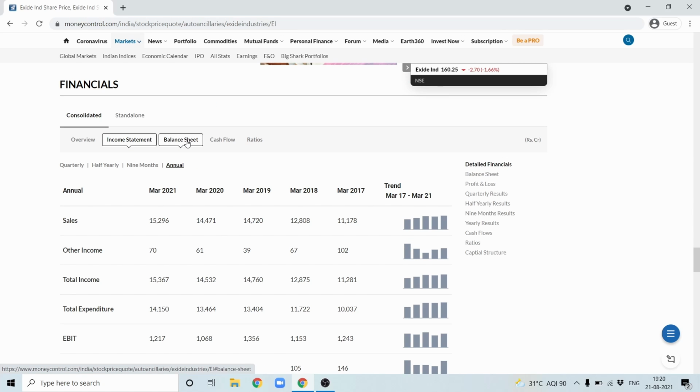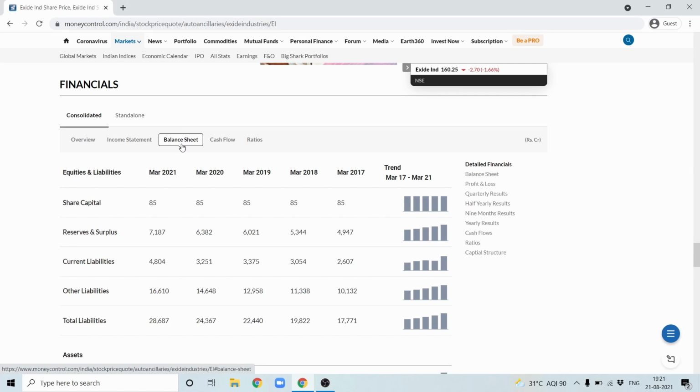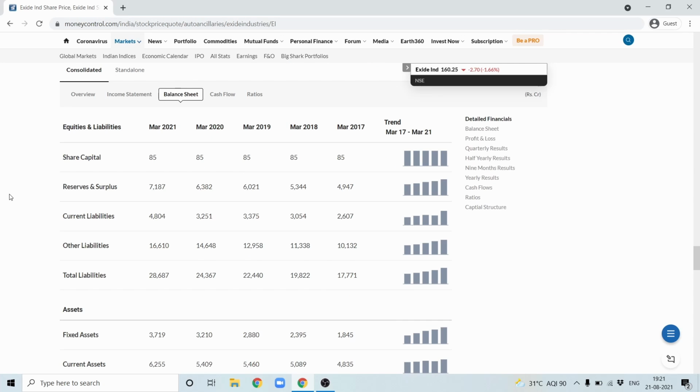So the next option is balance sheet. This is very important for a company's fundamental, or in other words this is a basic thing what you need to look into a fundamental in a company. Under balance sheet you will have to look into reserves and surplus and liabilities. What is reserves and surplus? Reserves and surplus is some amount of money what the company has which is for safety reasons.